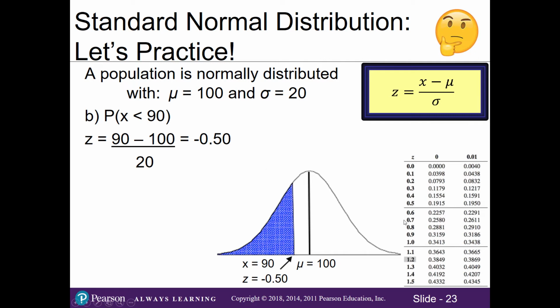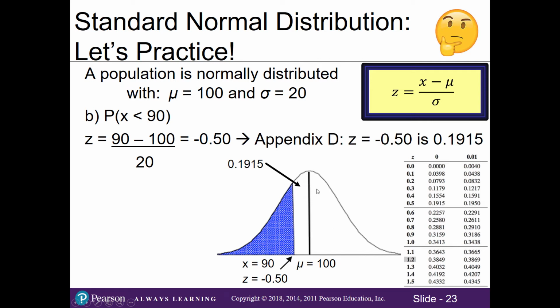And I'll go to my appendix and find my z value at 0.50. So here's my 0.5, here's my 0, the second value in my z value, and that gives me 0.1915 right here between my mean and my z-value. But again, that's not what I'm interested in. I want to know the probability of the shaded area. Since I know that this half is worth 0.5, to only get the shaded area, I will subtract what I know from my appendix, 0.1915, from 0.5, and so the shaded area is 0.3085, or 30.85%.